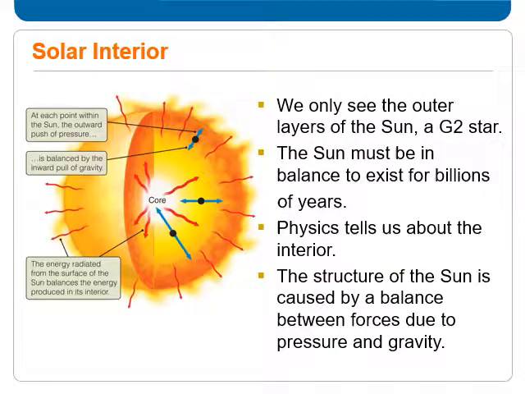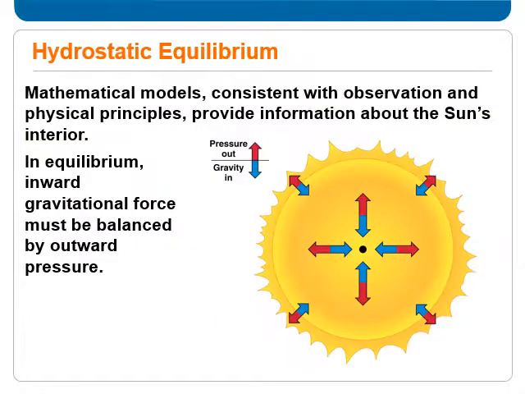Figure 11.2 shows a cutaway of the Sun. We only see the outer layers of the Sun, a G2 star. Our knowledge of the history of the solar system shows us that the Sun has existed for billions of years. Physics tells us about the interior. The structure of the Sun is caused by a balance between forces due to pressure and gravity. At each location in the Sun, some physical quantities are equal to one another. When this happens, we say things are in equilibrium.